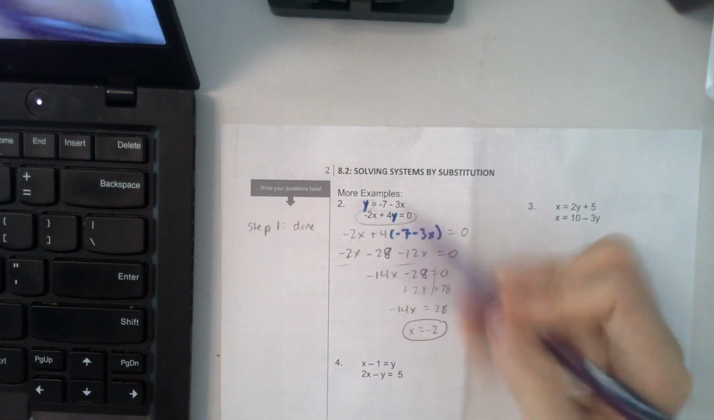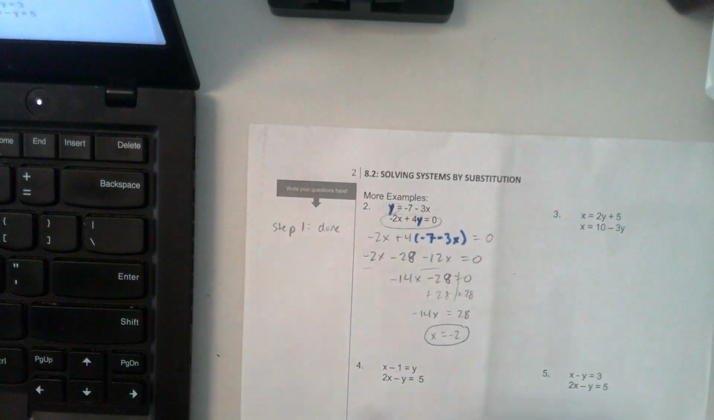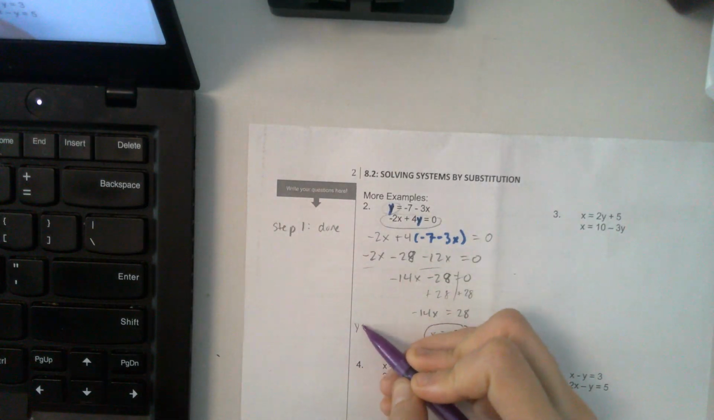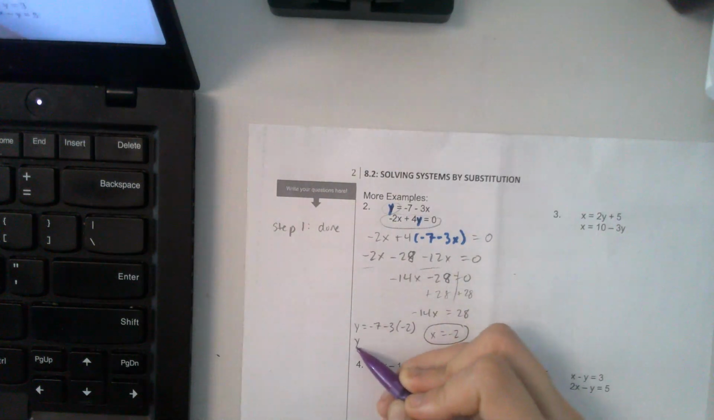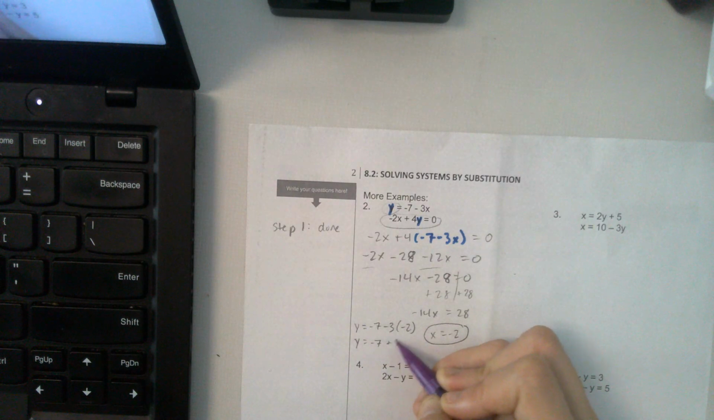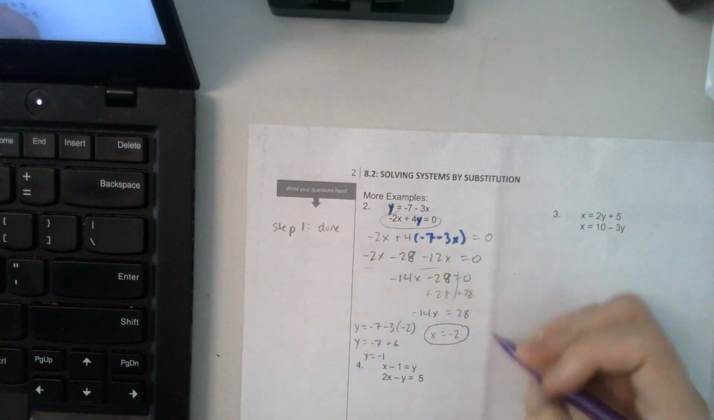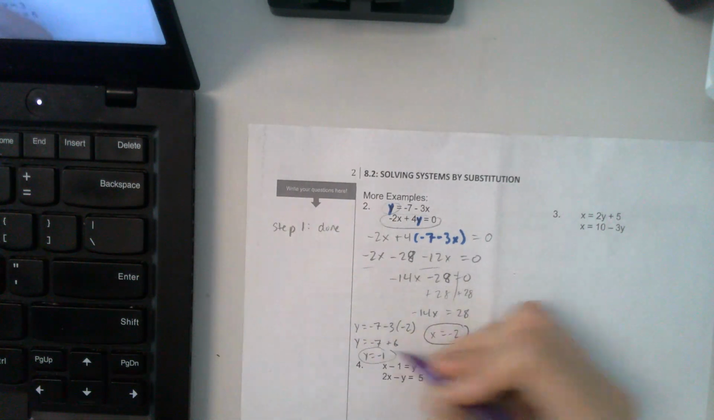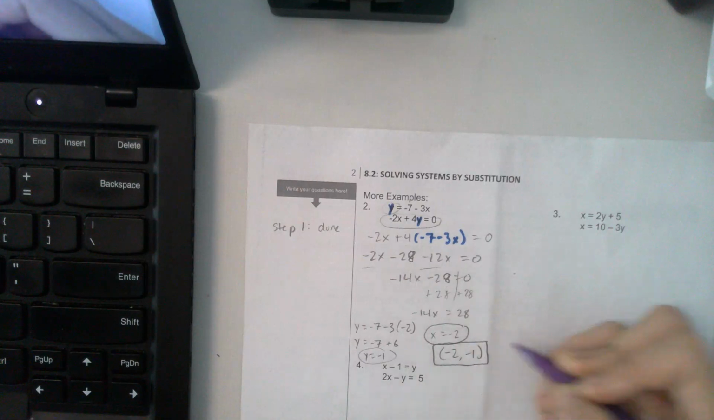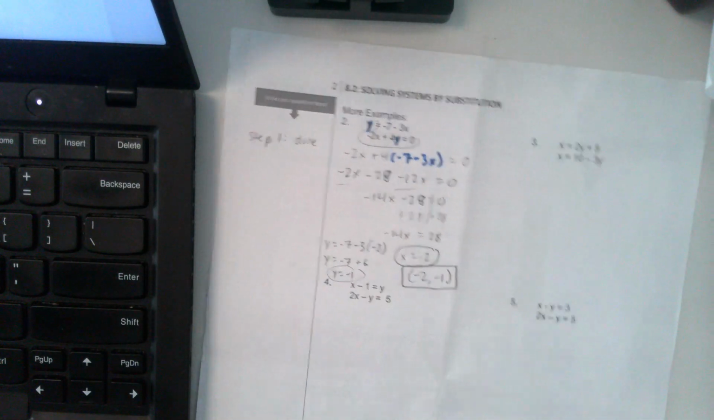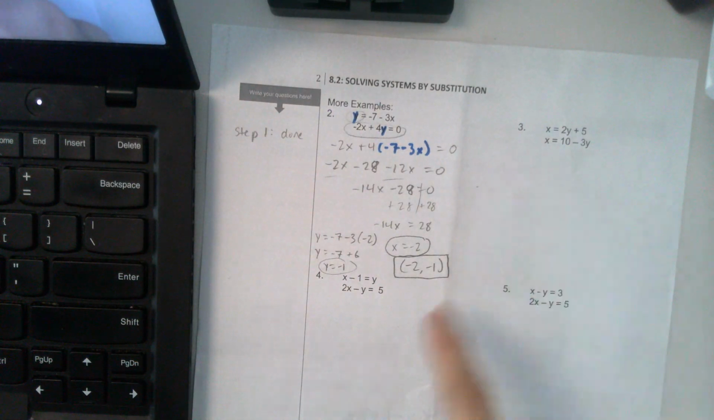And then we have to go back in and plug it in. So I'm going to take this first equation, but remember, it doesn't matter which one you do. So I have y equals negative 7 minus 3 times negative 2. y equals negative 7 plus 6, which means y equals negative 1. So our final answer is going to be negative 2, negative 1. And you can check that by plugging it in. Okay, so I want you guys to try 3, 4, and 5.